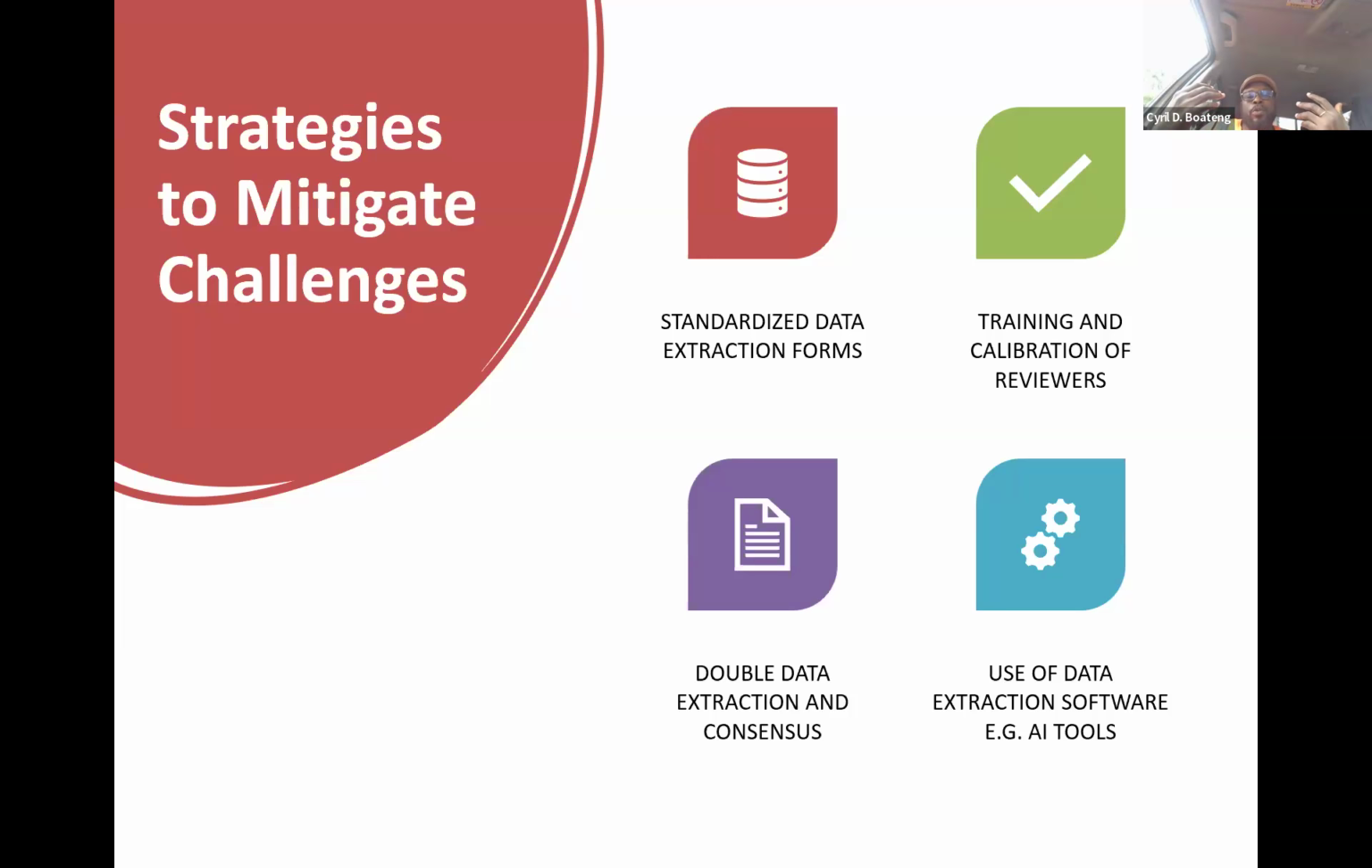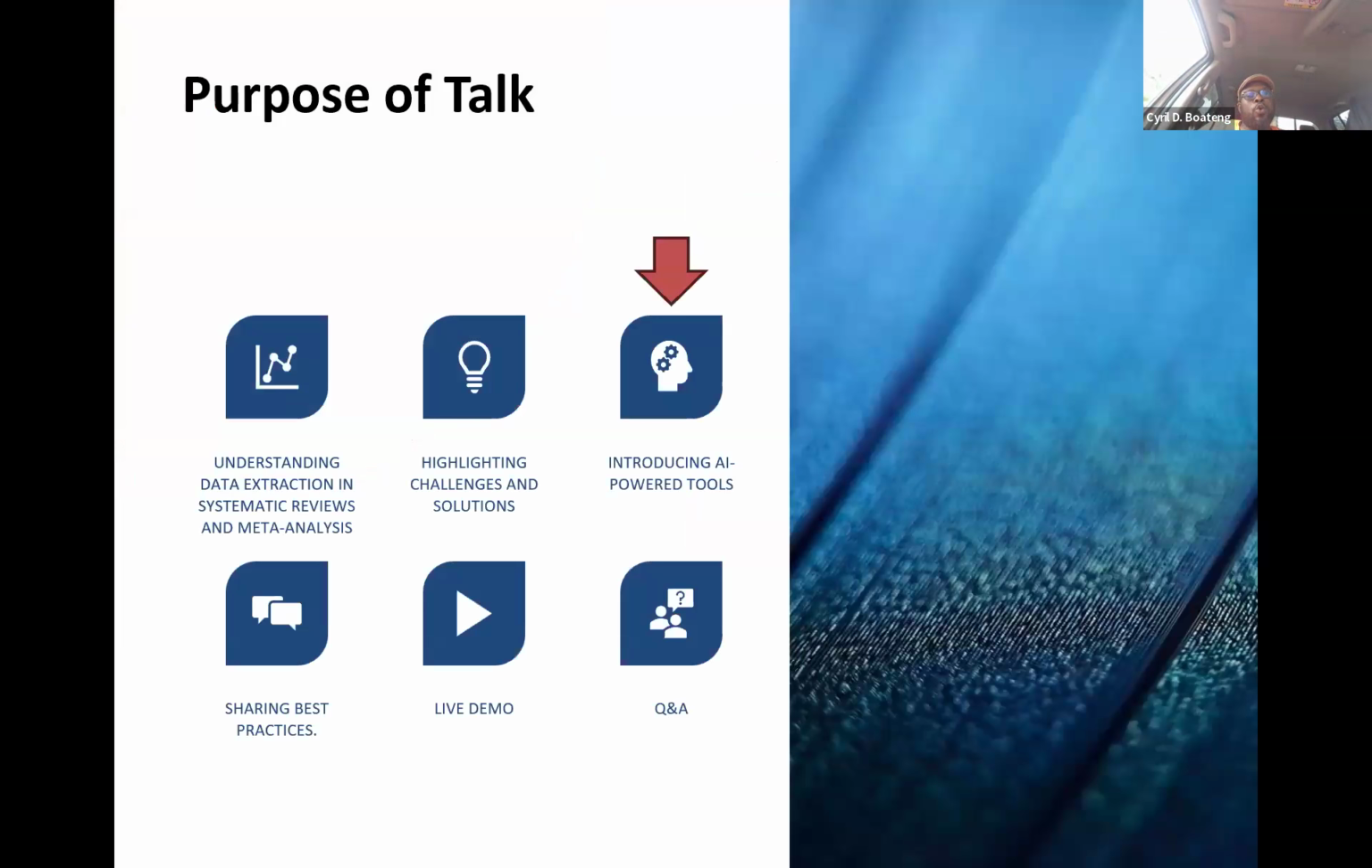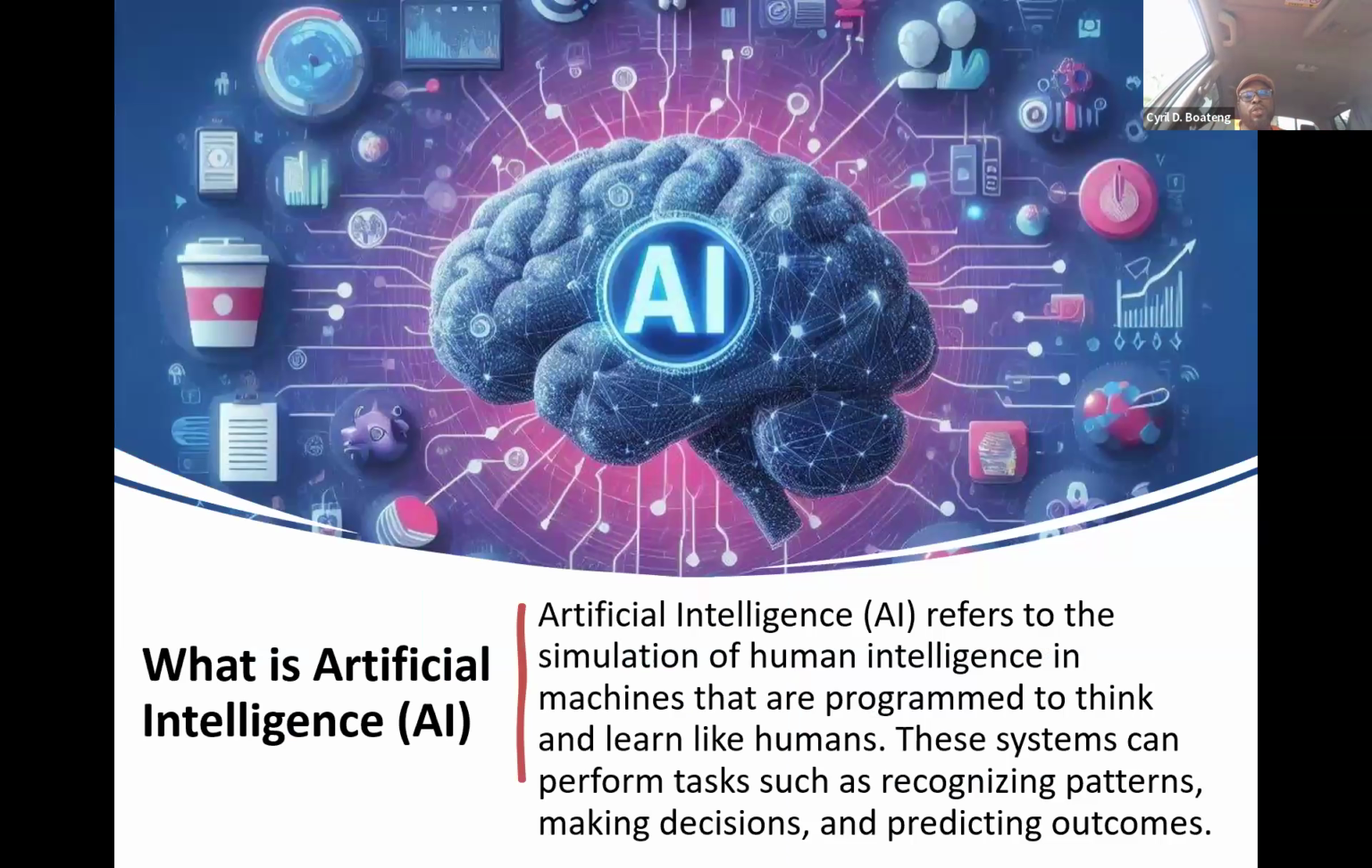And then double data extraction, so you could have multiple reviewers, 3 other people, 2 other people, to help you do the data extraction so that you can compare and contrast what you've gotten, and then try to rely on some sort of consensus from the group. And then the one that we'll focus on today is using data extraction software. Examples are AI tools, which have become ubiquitous these days. So we can then zoom into some of those things.